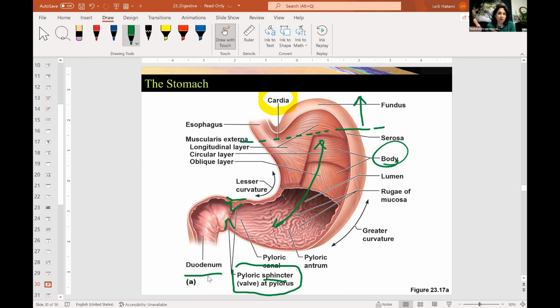and also it prevents the backflow of the chyme from the duodenum into the stomach. And also you can see the stomach is J-shaped, so we can define the greater curvature and also the lesser curvature.